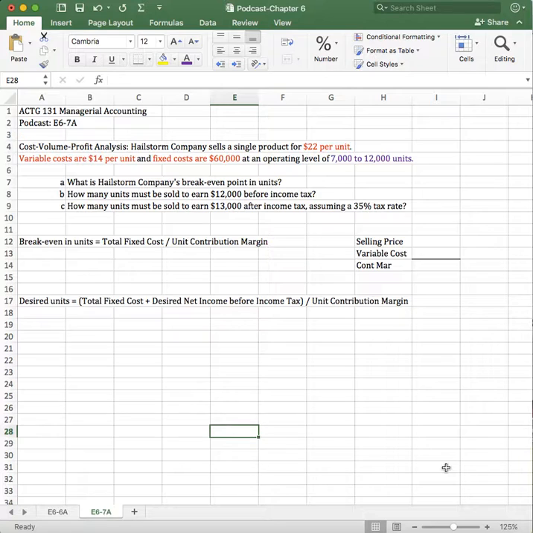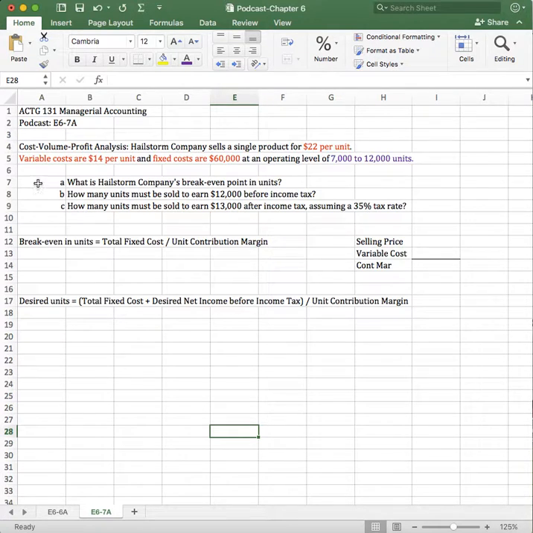It's about Hailstorm Company. They have a product that they're going to sell for $22 per unit. Variable cost are $14 per unit. Fixed cost are $60,000. And this information here, 7,000 to 12,000 units, that's just to let you know that the solution is going to be somewhere in that range.